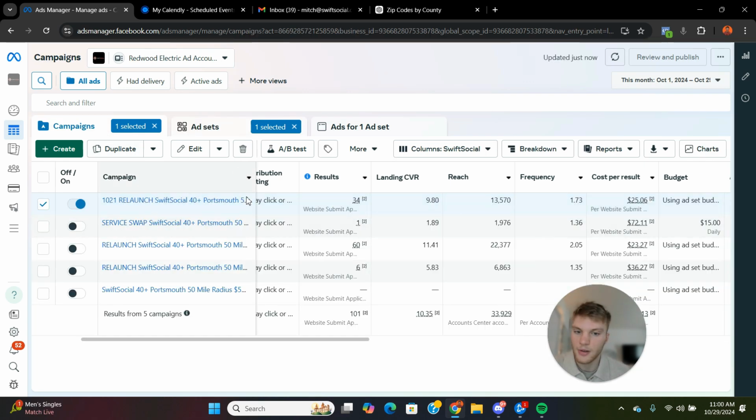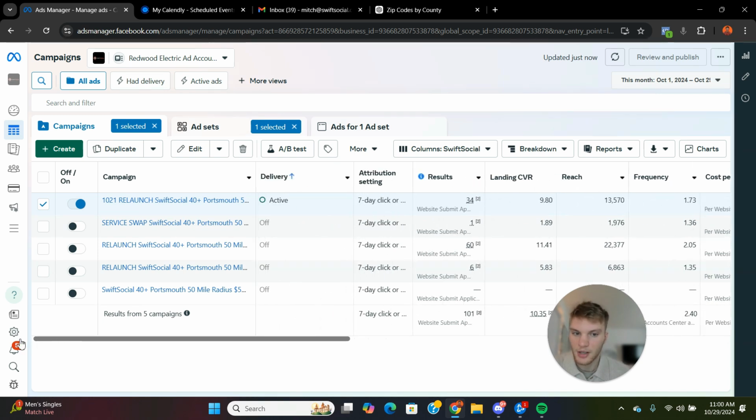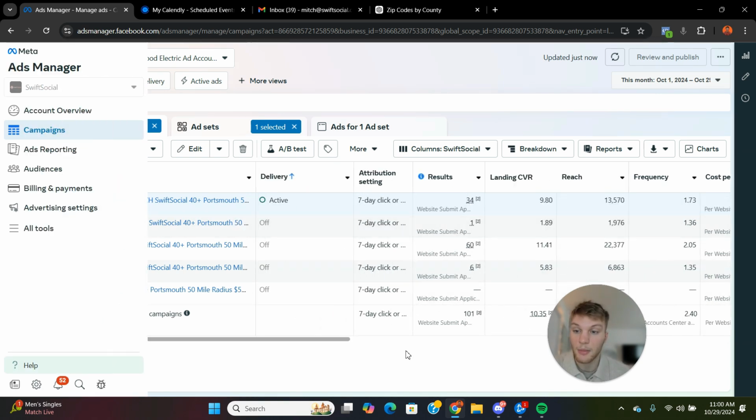And yeah, if you implement that change right away today, you're going to be able to get a lot better results with your ad campaigns and scale them a lot more efficiently too, and keep your cost per lead low.